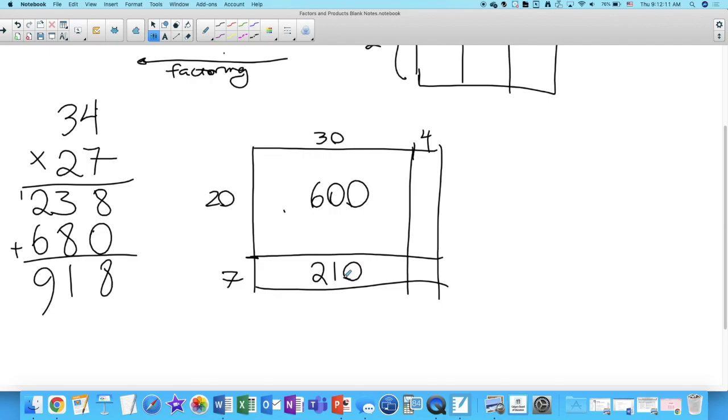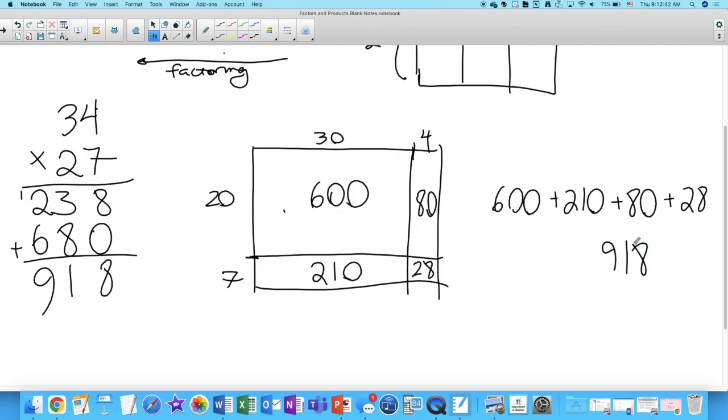And then this piece represents 20 times 4, which is 80. And this piece represents 7 times 4, which is 28. So all together, it's going to be 600 plus 210 plus 80 plus 28. Okay, so this is what? 108, 318, 918.